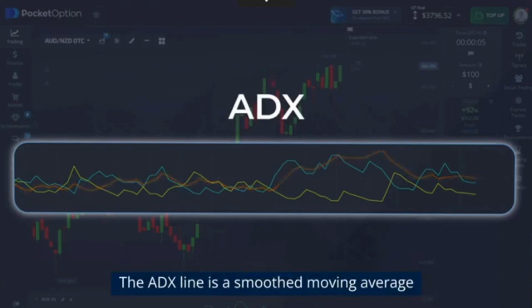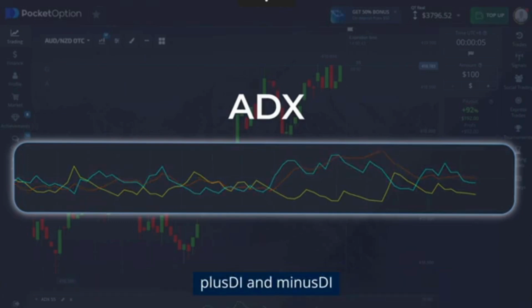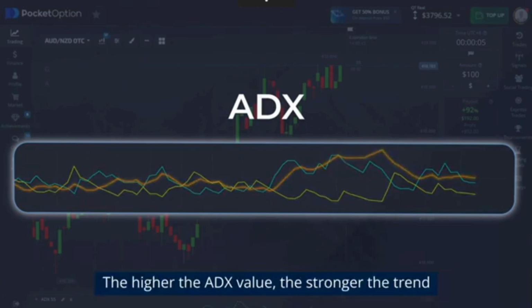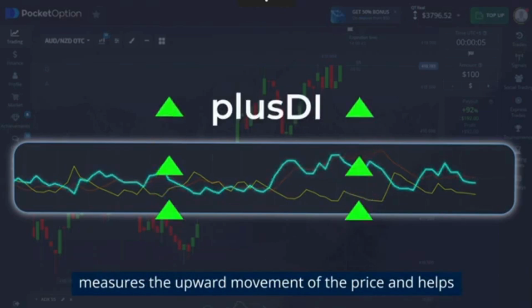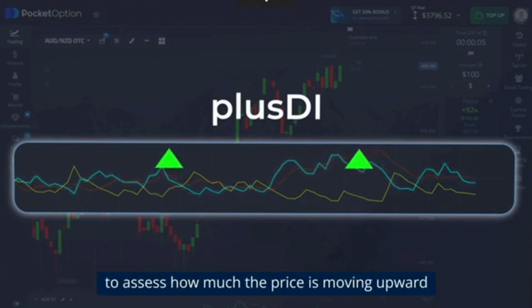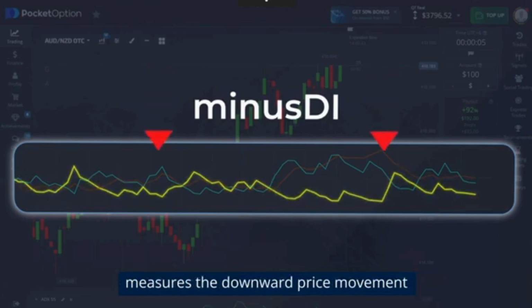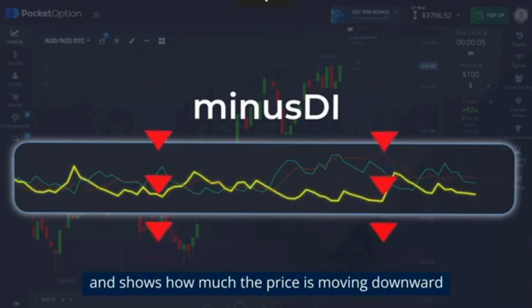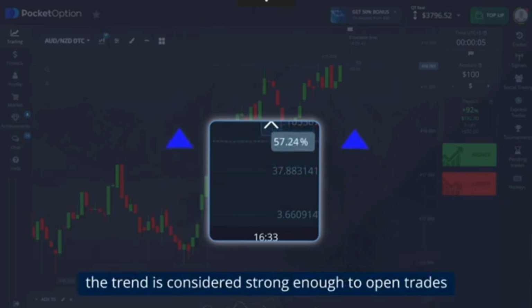The ADX line is a smoothed moving average of the difference between the other 2 components, plus DI and minus DI. The higher the ADX value, the stronger the trend. The plus DI line, or positive directional indicator, measures the upward movement of the price and helps to assess how much the price is moving upward. The minus DI line, or negative directional indicator, measures the downward price movement and shows how much the price is moving downward. If the ADX value is above 25%, the trend is considered strong enough to open trades.